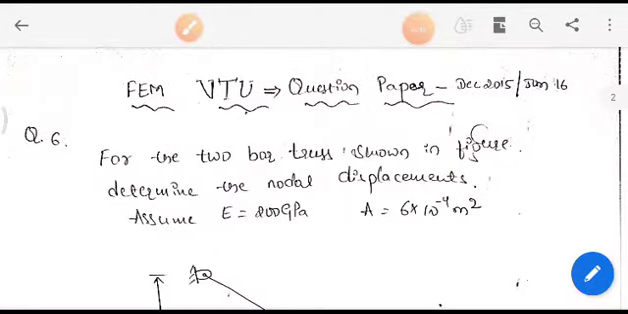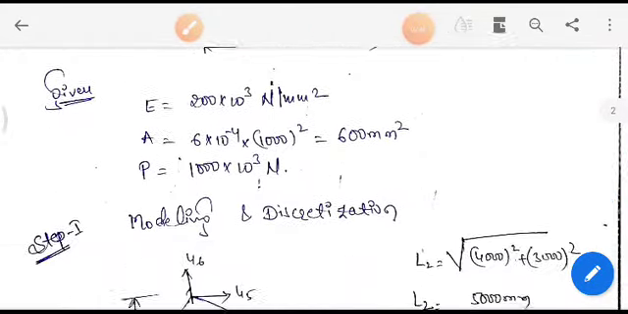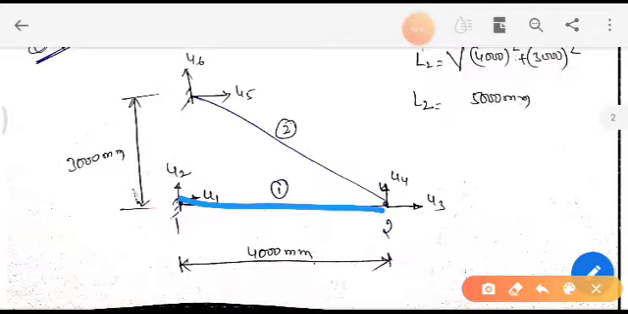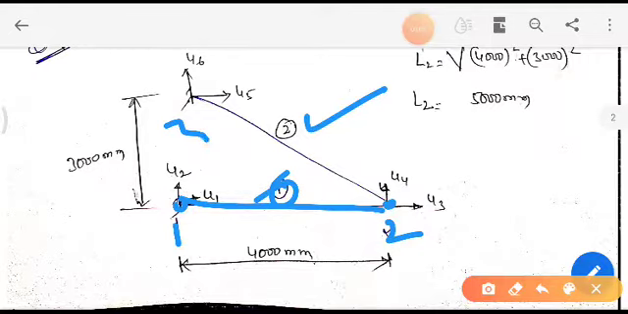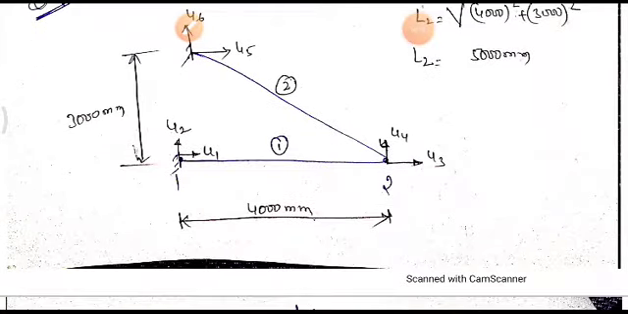So we'll proceed with the solution so that you can understand. As we have already discussed the given data, the first step is to do the modeling. This is our first element, and this is the second element. The first element is connected between node 1 and 2, and the second element is connected between node 2 and 3. Once we have defined the nodes and elements, next we need to define the displacement for each node. As we know, a truss member is a two force member, meaning at each node we have two displacements.